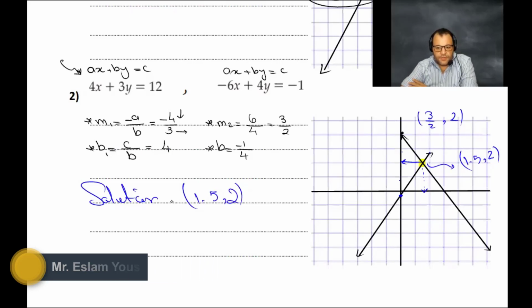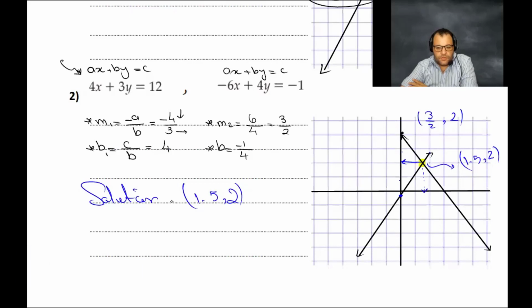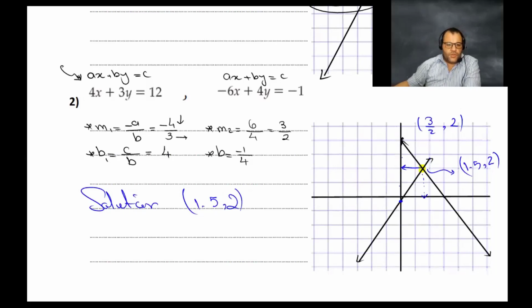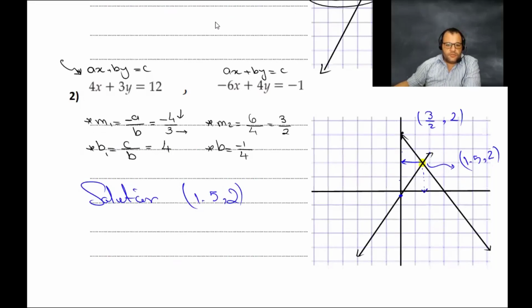Any problem? Can you check it? If you want to check, you can check. Just 1 minute. Do you remember the two equations? Just write the two equations. 4x plus 3y equals 12, and negative 6x plus 4y equals negative 1.